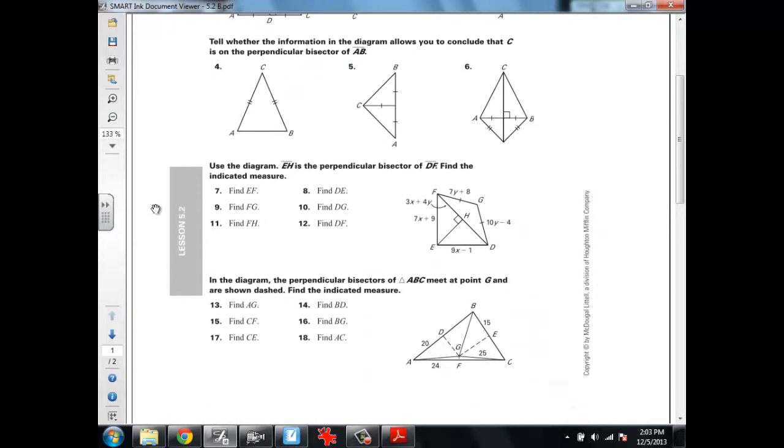Number 4 here. Is there enough information to conclude C lies on the perpendicular bisector? No. Enough info. How about number 5?